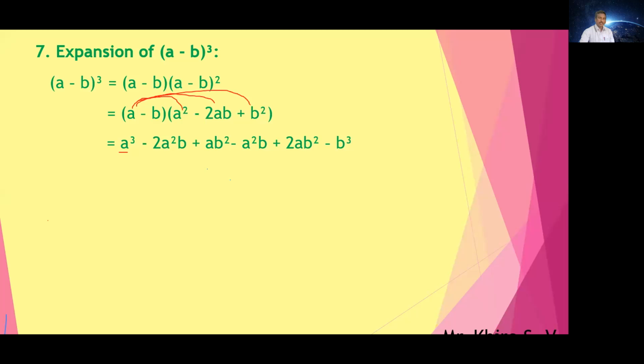Now multiply second term of first bracket into second bracket. Now b into a square means a square b, with minus sign, minus a square b. It is minus b into minus 2ab, minus minus plus, 2ab square. Now minus b into b square is minus b cube.